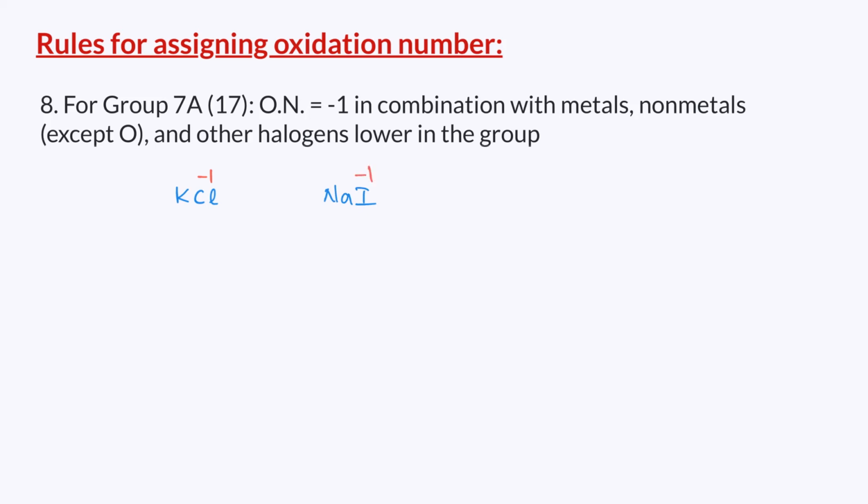If we take iodine chloride, both the atoms in this molecule are halogens, that is, they belong to group 7A. Chlorine is more electronegative than iodine. Therefore, the oxidation number of chlorine is -1 and iodine is +1.